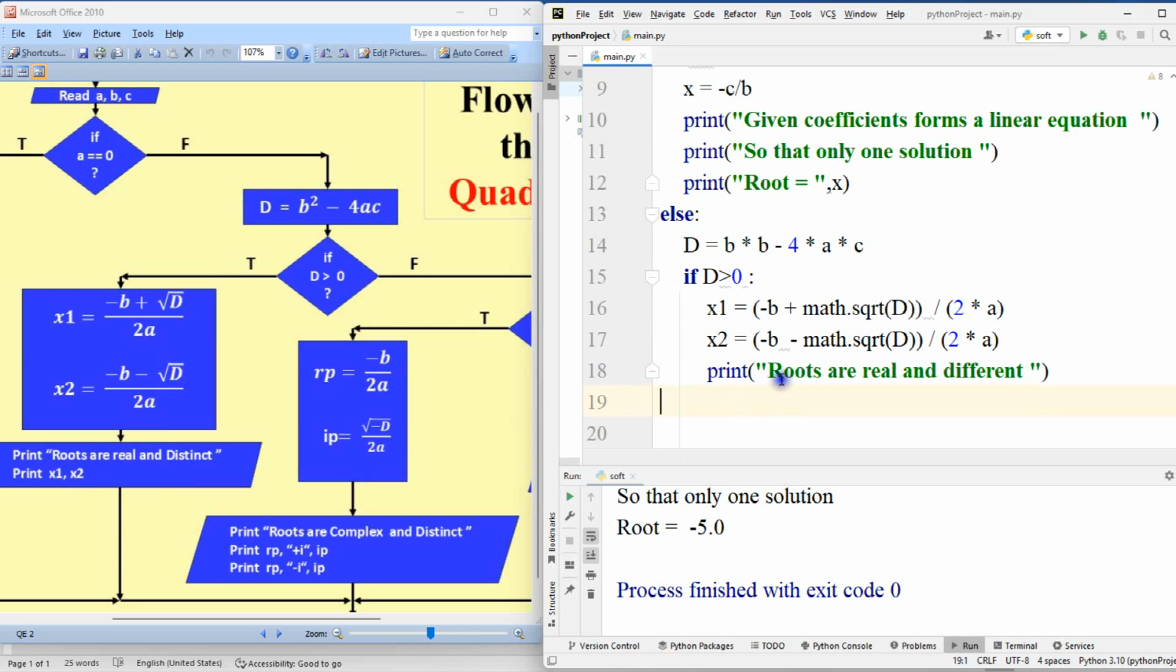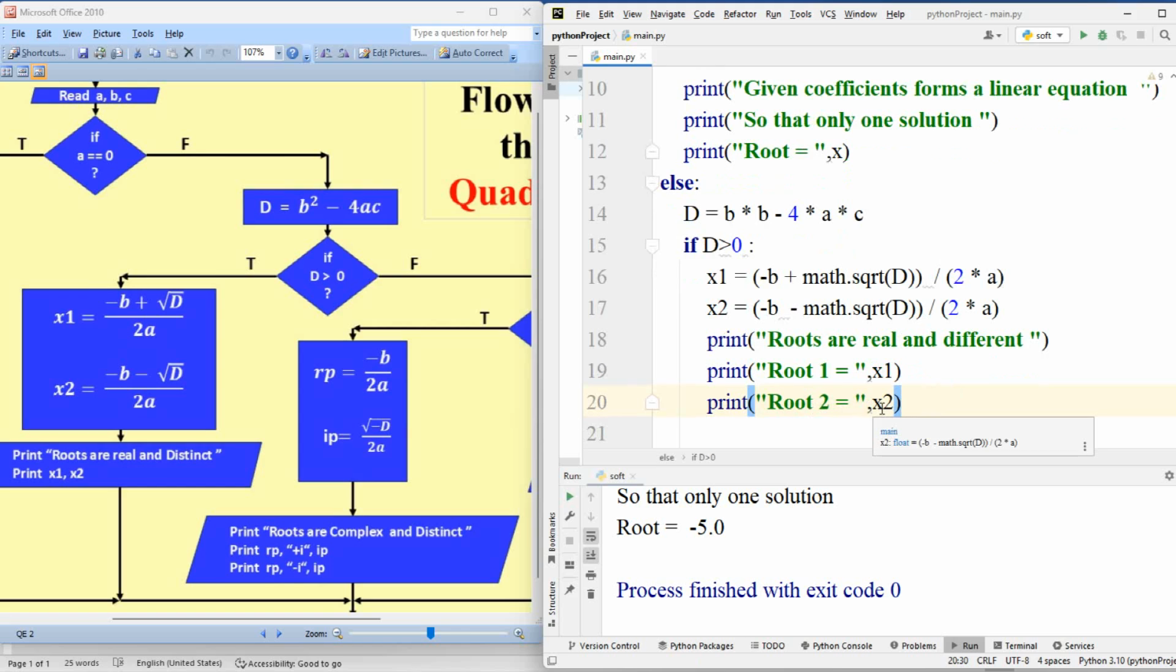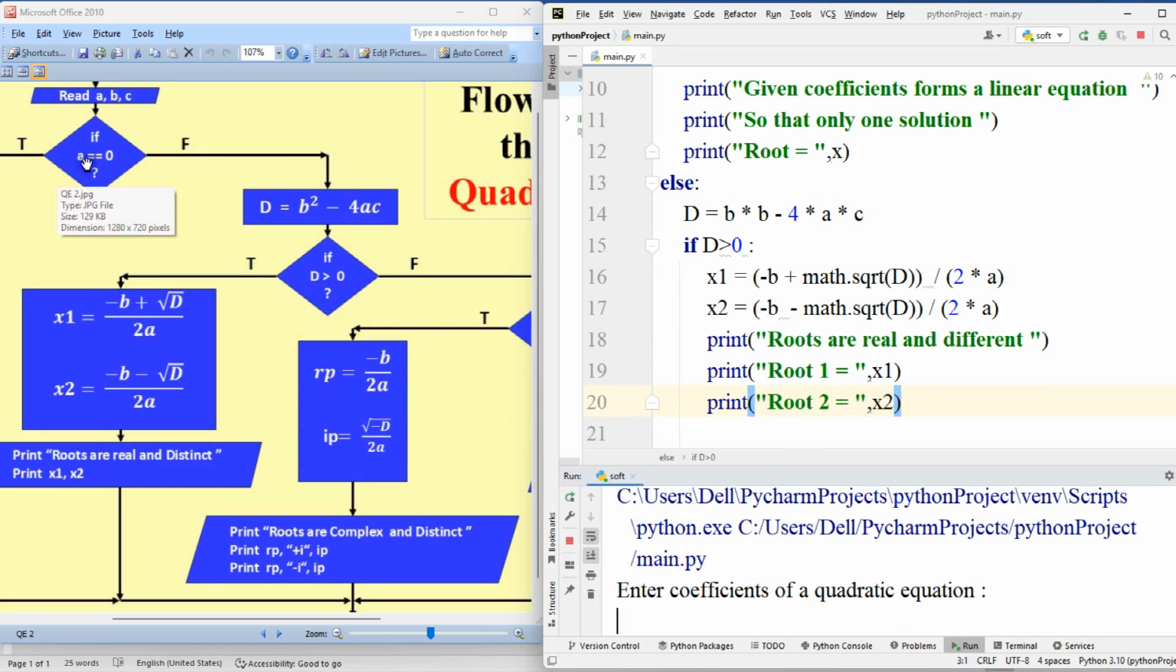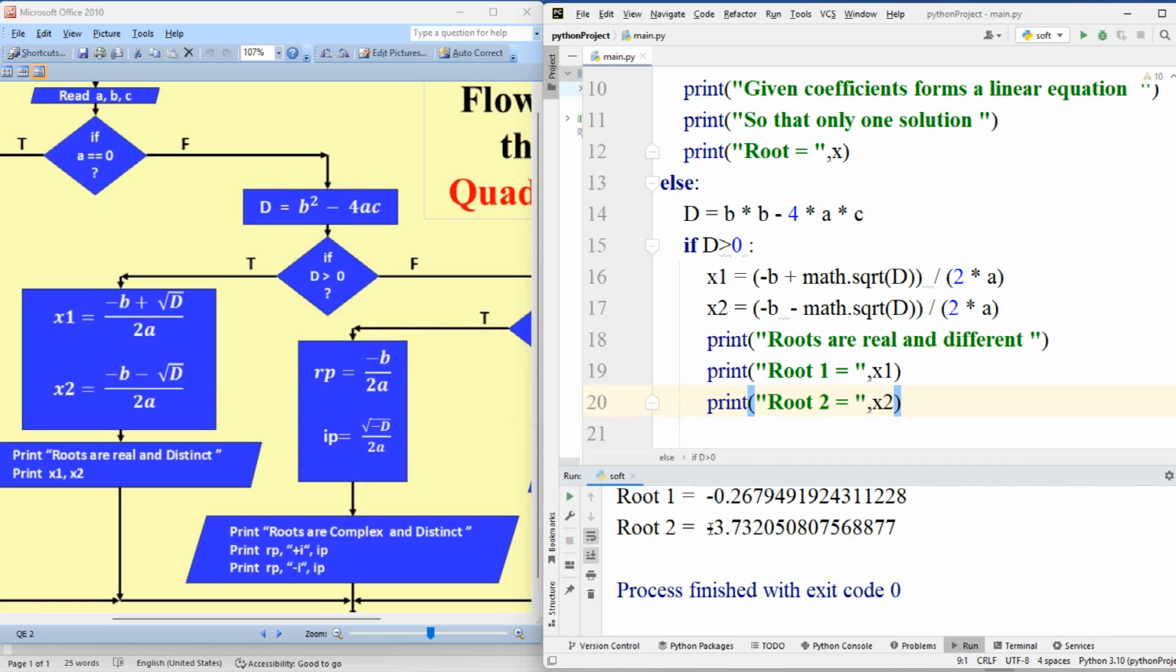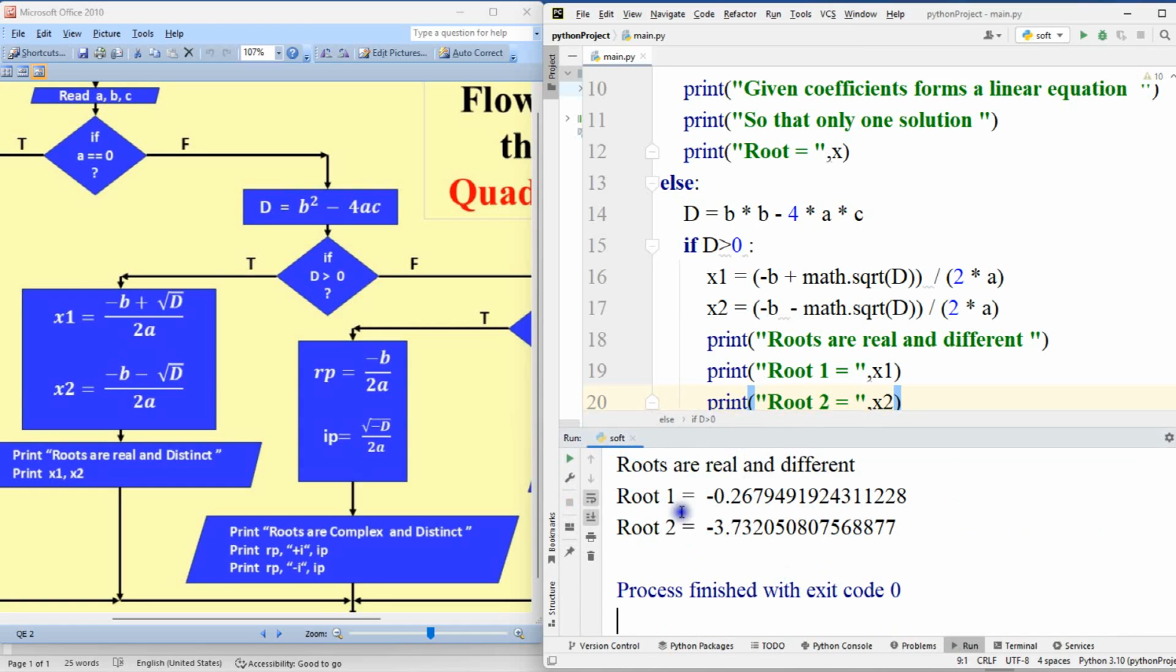Characteristics of roots are like this. Roots are real and different. Then root 1 is equal to x1, root 2 is equal to x2. Here only let us execute once again. A value should not be 0, so let us enter 1. D value should be positive, so 4 and 1, and press enter key. You can see here roots are real and different. We got R1 and R2 values like this.